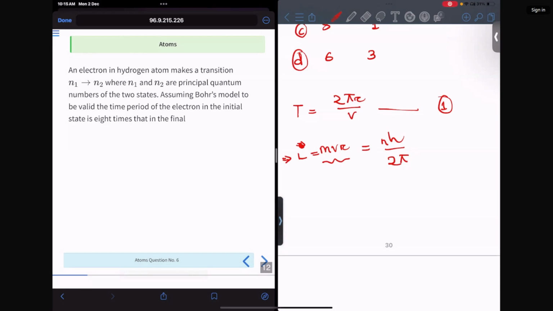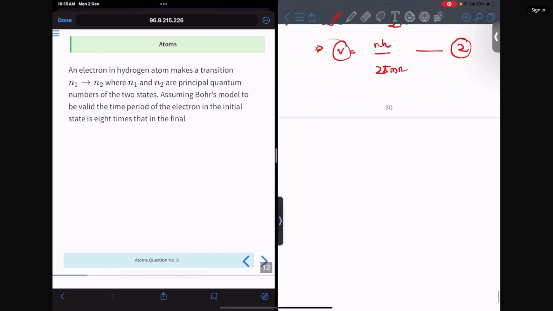From here, I can get the value of v. What is the value of v? v is equal to nh upon 2 pi mr. This is our equation number 2. Now I have the value of v, so I'll put the value of equation number 2 in equation number 1.